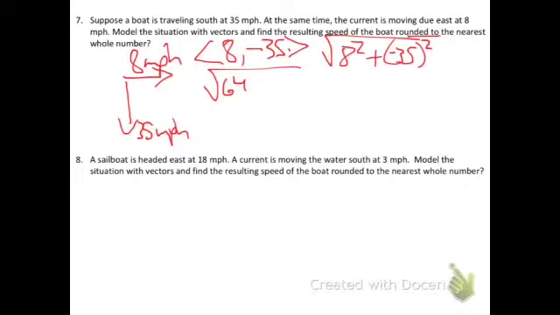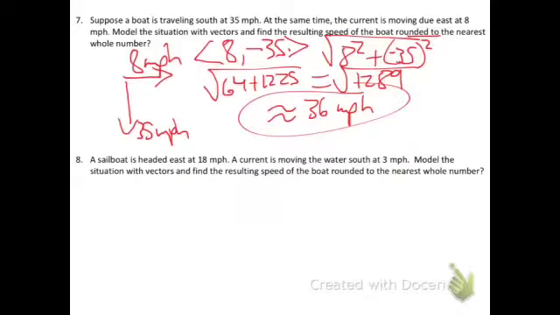Negative 35 squared is 1,225. And if you add those together, you're looking at the square root of 1,289. And if you do that square root, you'll get 35.9, which is about 36 miles per hour. And finally, the last one, sailboat's heading east at 18 miles an hour.